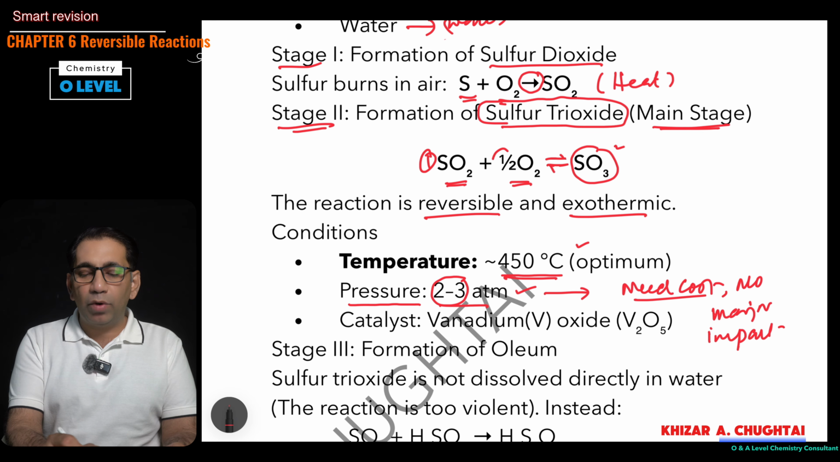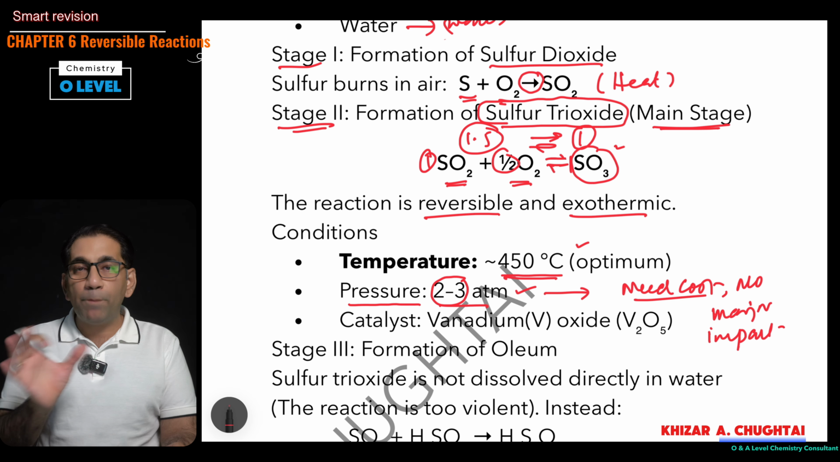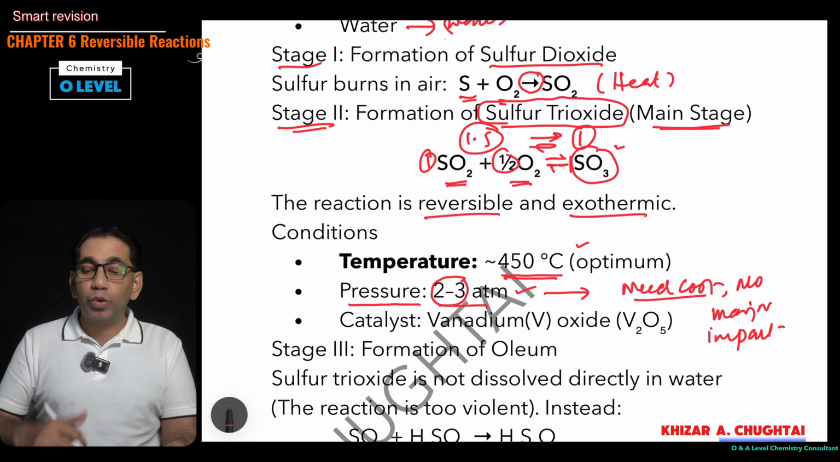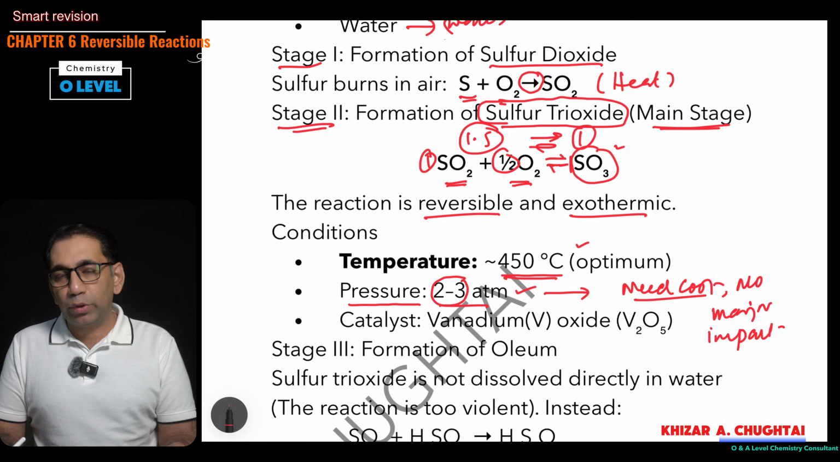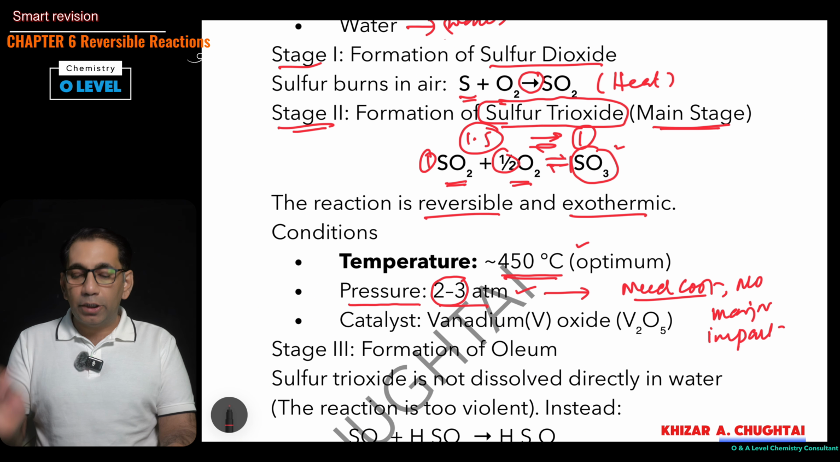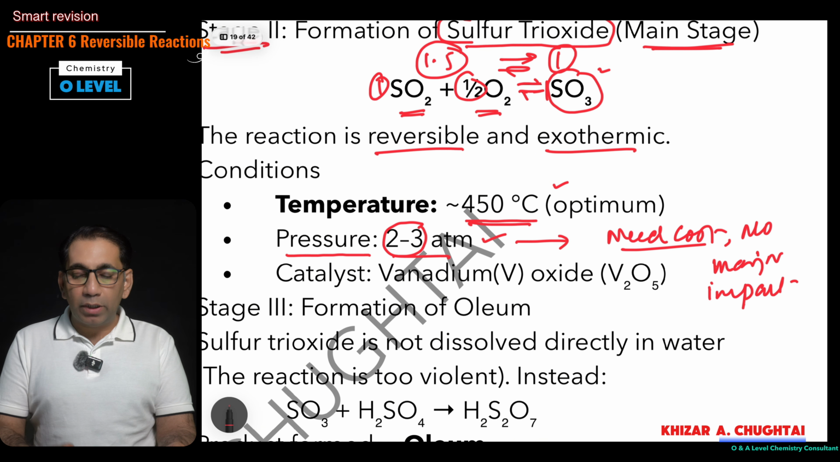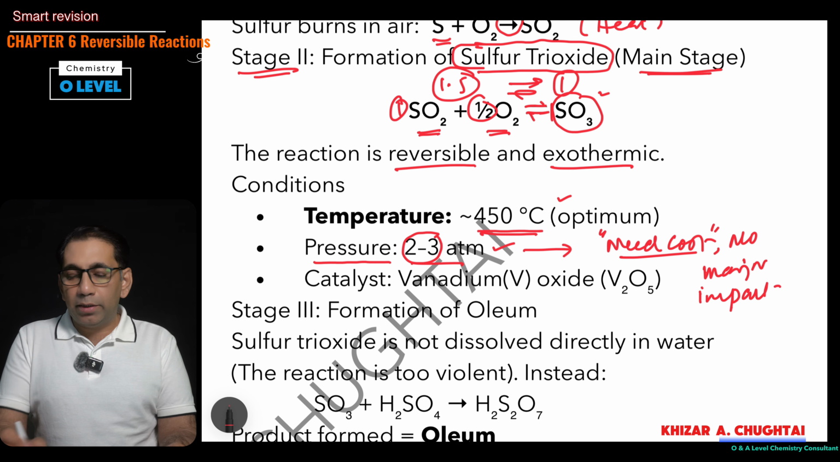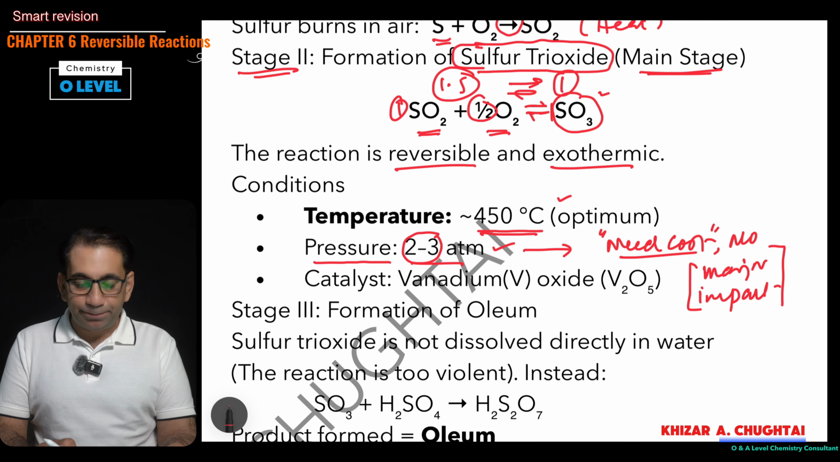Because the number of moles of gases on the left-hand side is equal to 1.5 and the number of moles of gases on the right-hand side is equal to 1, there is not much difference between the moles of the gases. So increasing the pressure will not increase the yield to an appreciable level. Generally there is no need to apply high pressure, because if we do, the cost of the project will increase and it will not make a large impact on the yield of the reaction.